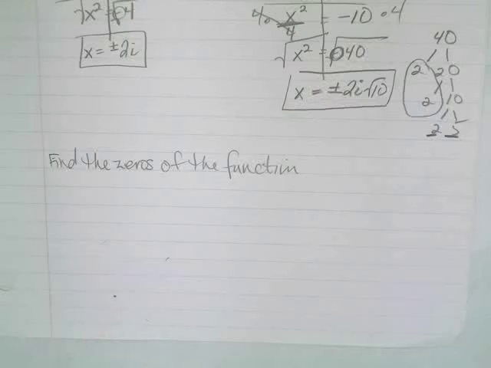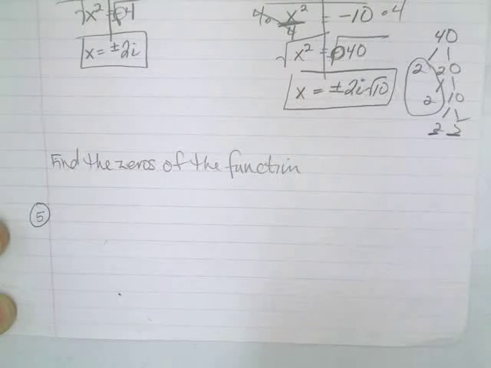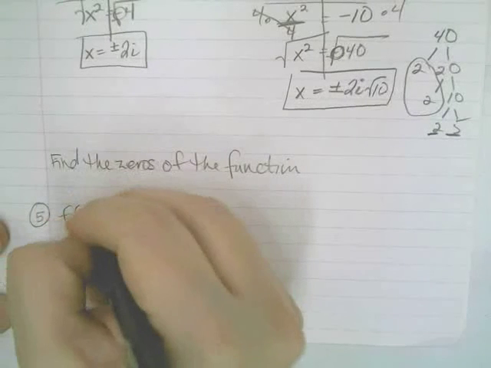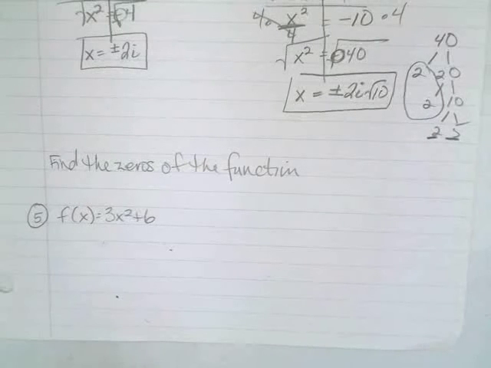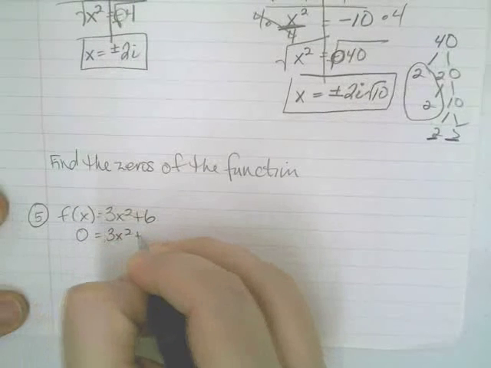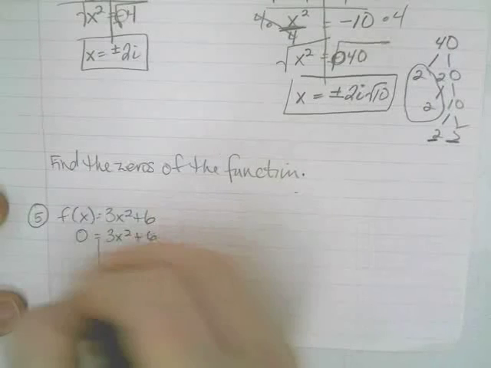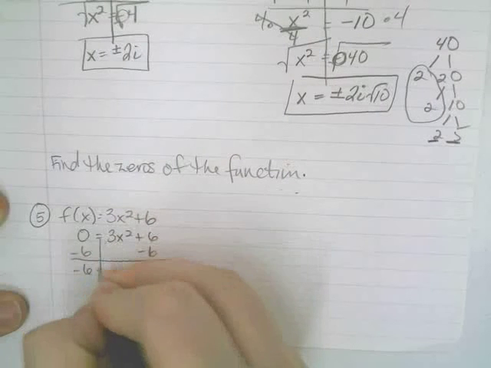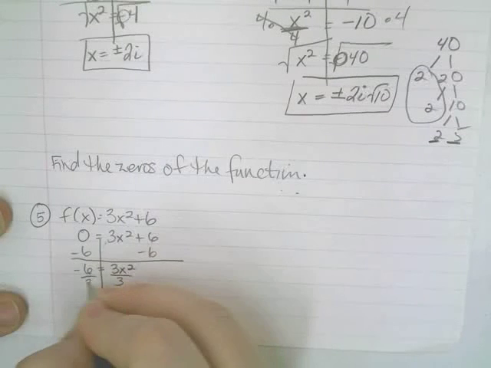Okay, so the last thing we're doing is very similar to 3 and 4. We're finding the zeros, okay? So if I have this function, I'm trying to find out when this function crosses the x-axis, so that's when it's 0. So instead of f of x, I write 0 equals 3x squared plus 6. Well, now I just have to solve this for x. So I have minus 6 on both sides. So negative 6 equals 3x squared. I divide by 3 on both sides. So x squared equals negative 2.